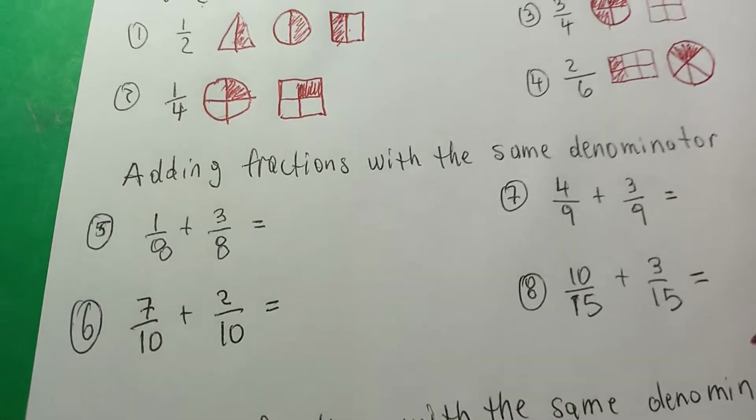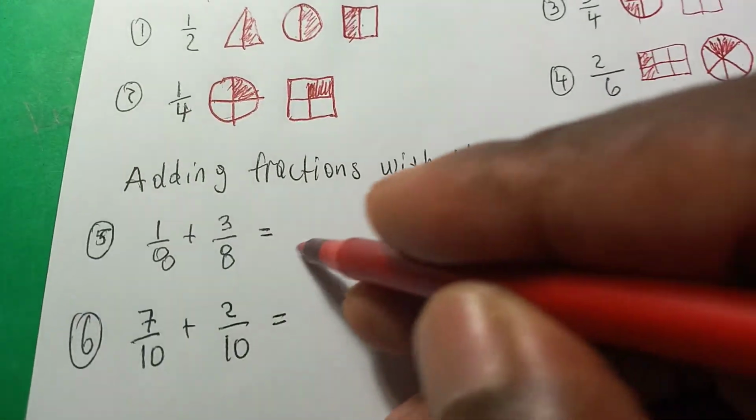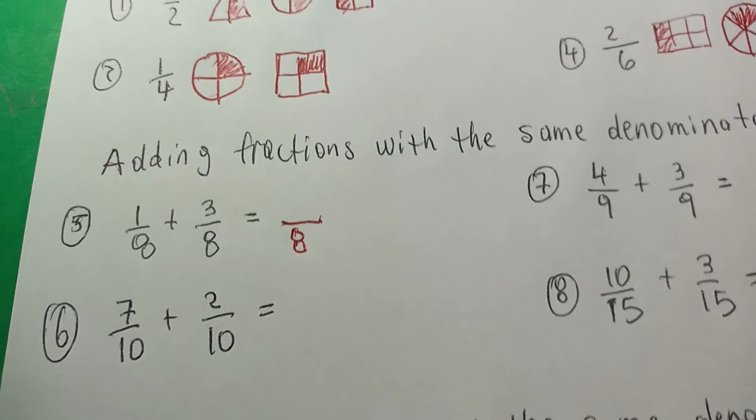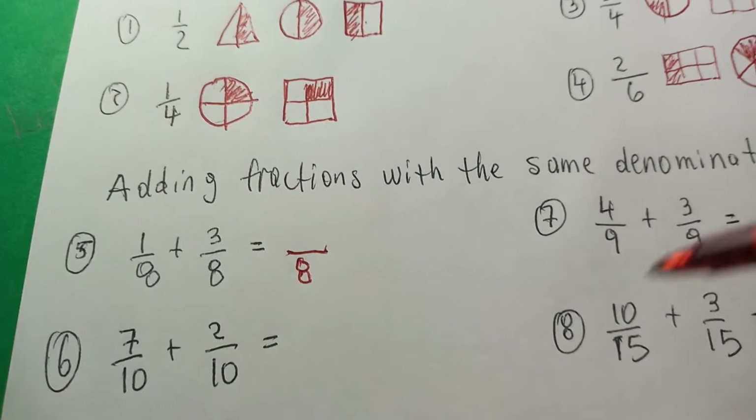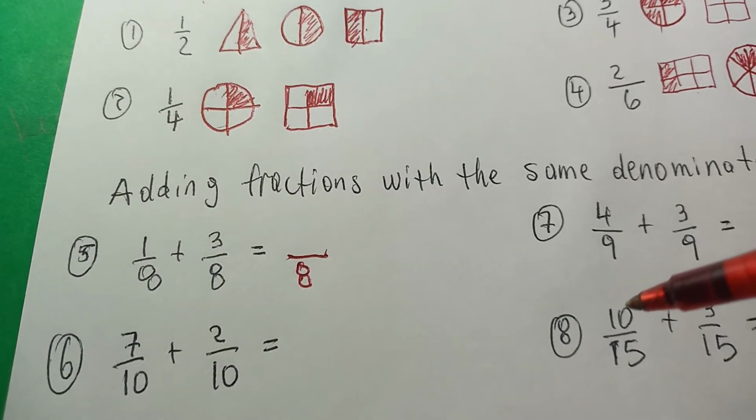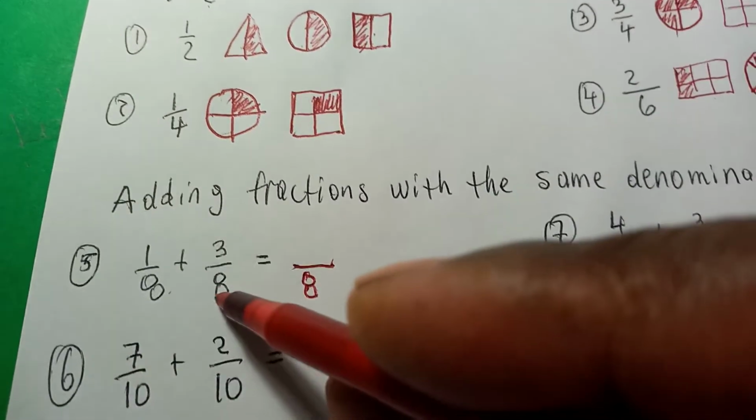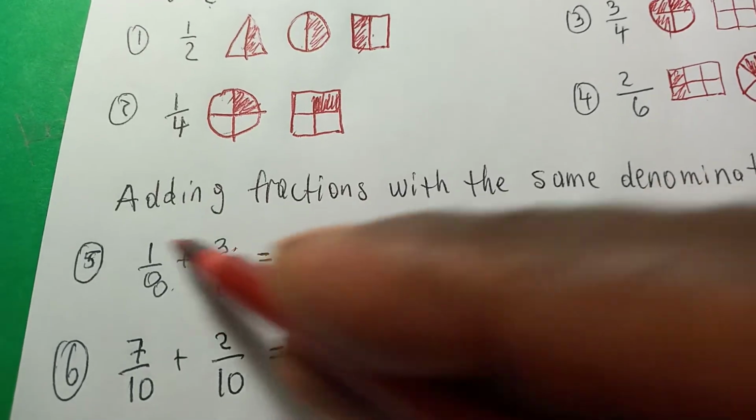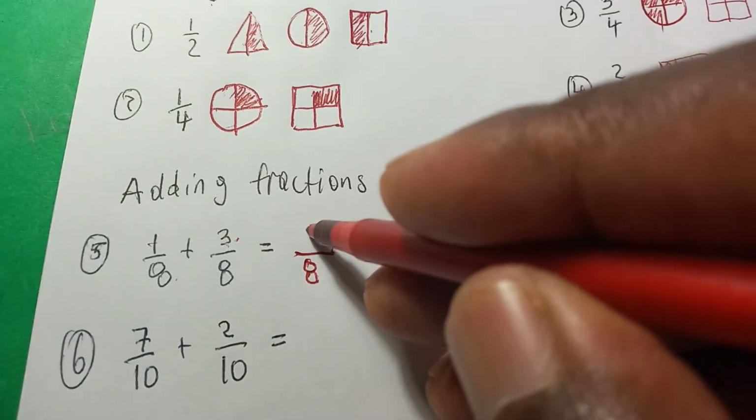Adding fractions with the same denominator. Remember, when you're adding and subtracting fractions with the same denominator, you need to put back the same number at the bottom. It does not change. The time you will need to find the LCM is if one of the denominators is different, and we have not done that as yet. Alright, then we add both numerators.